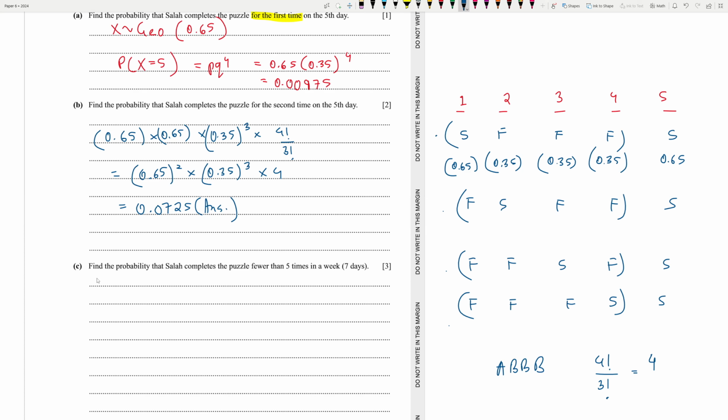So this is no more the geometric distribution, but rather, since you have a fixed number of days, it is actually a binomial distribution now. So y is binomial distributed, the probability of success is 0.65, and the number of observations is 7. So P(y is less than 5). Okay, so that is P(y is equal to 0, 1, 2, 3, 4), or you could write this as 1 minus P(y is equal to 5, 6, 7). This is the easiest route, so let's do that.